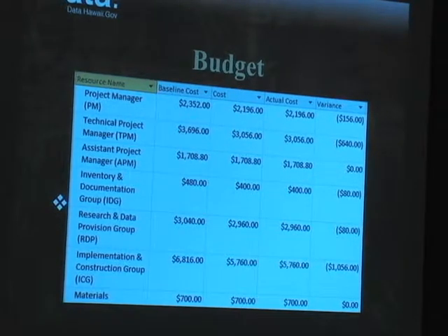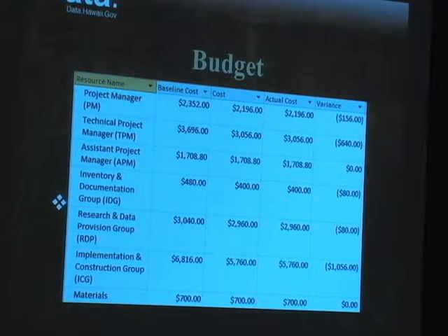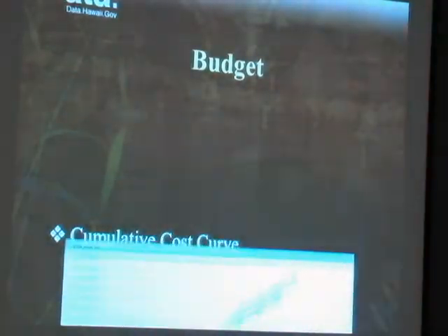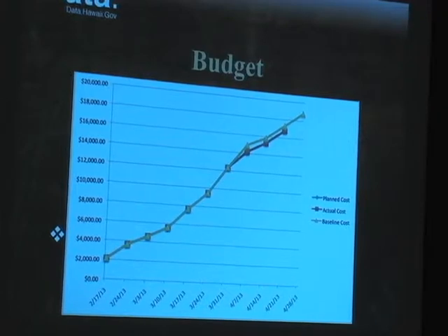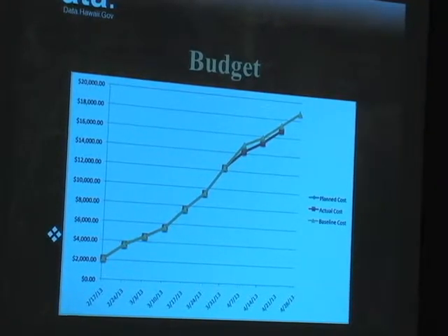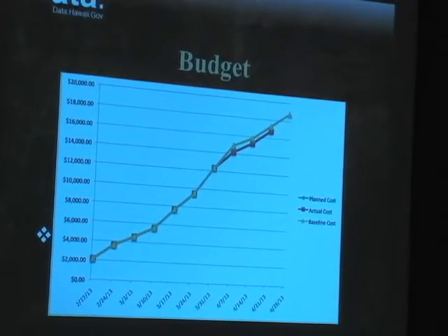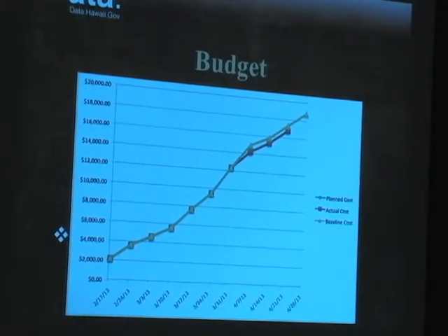It was about even in some spots. In other spots, there was a savings. We never actually ran over anywhere. And the cumulative cost curve was pretty close to what was planned and baseline. Almost everything overlaps. You can't even see where planned cost is because it's overlapping.